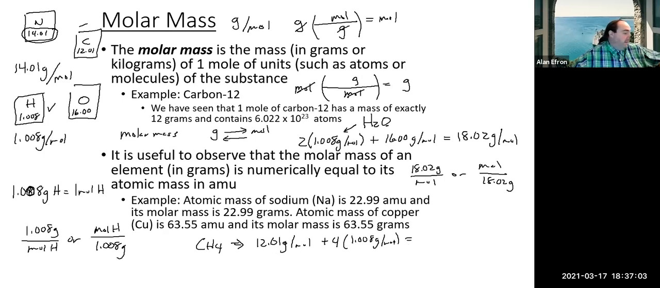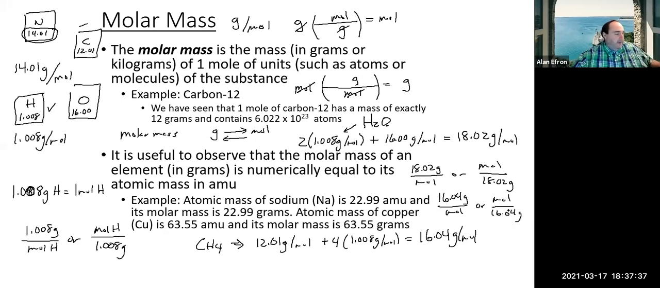And if we add all that together, 12.01 plus 4 times 1.008, 16.04 grams per mole would be the molar mass of CH4. And if you needed to use it as a conversion factor, just like we did above, you could go 16.04 grams per mole, or you could flip the moles up on top and 16.04 grams on the bottom.